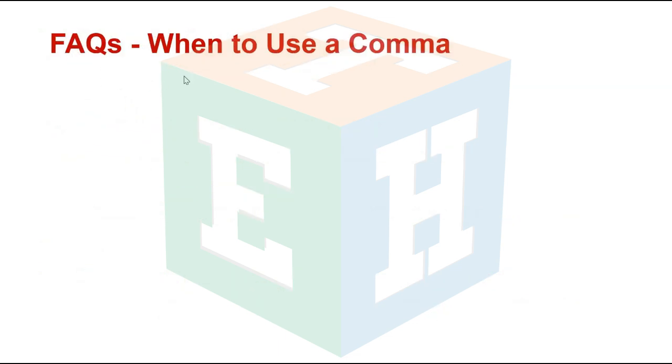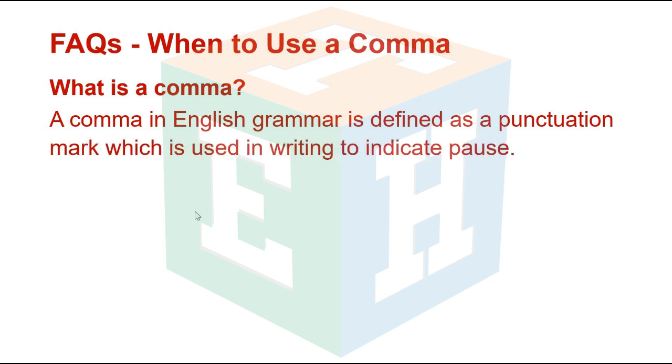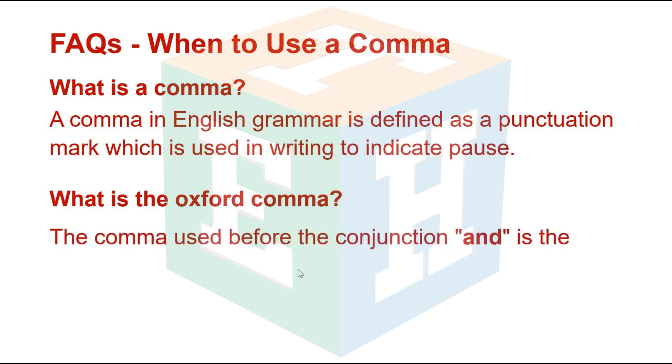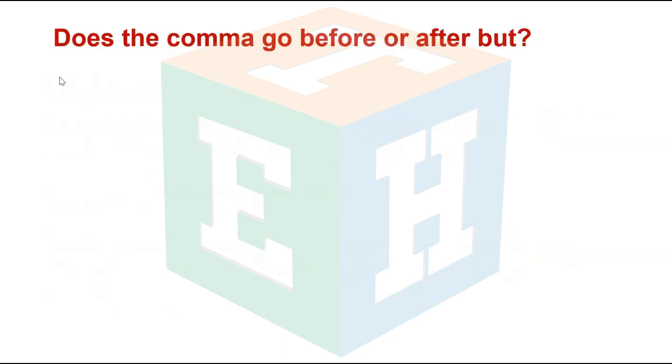Facts or frequently asked questions. When to use a comma? What is a comma? A comma in English grammar is defined as a punctuation mark which is used in writing to indicate pause. What is the Oxford comma? The comma used before the conjunction and is the Oxford comma, as in I bought a laptop, a watch, and a shirt.